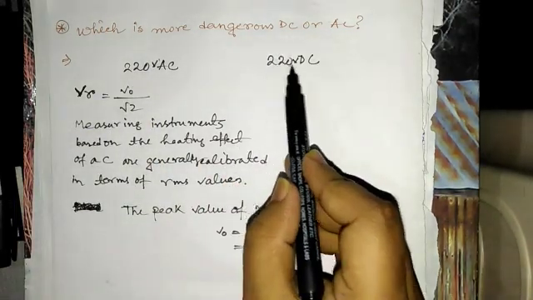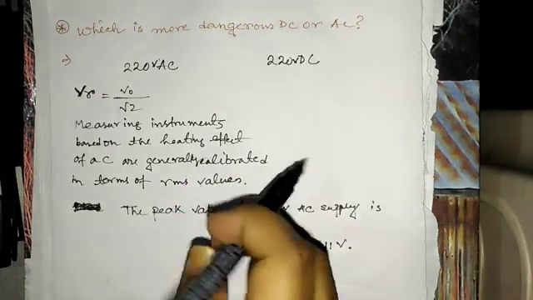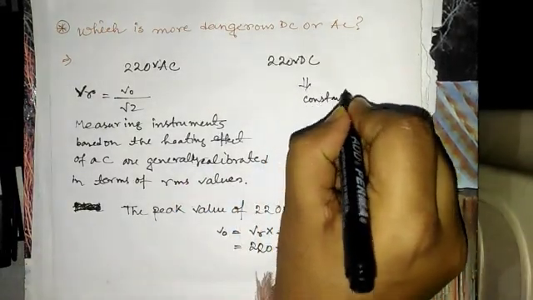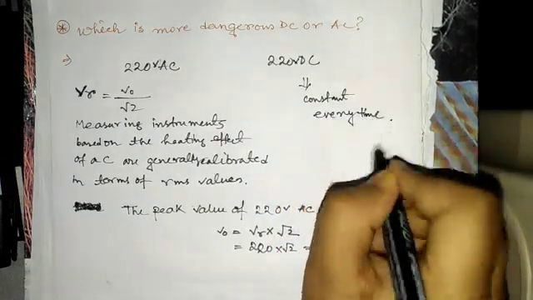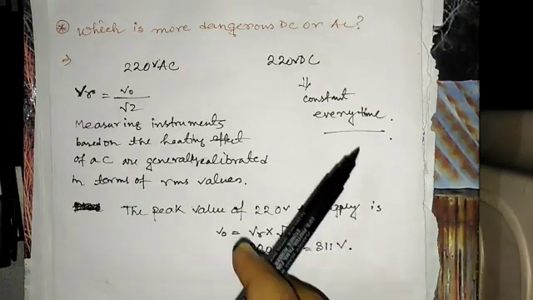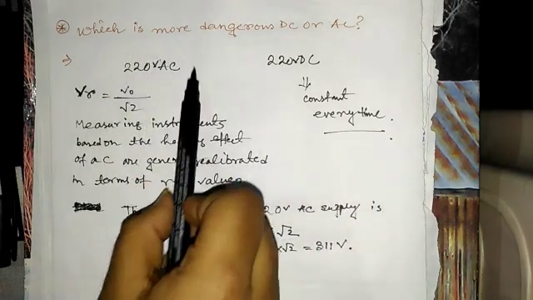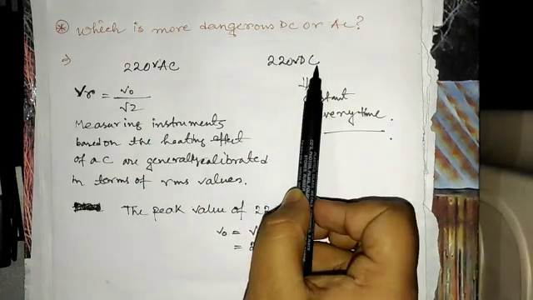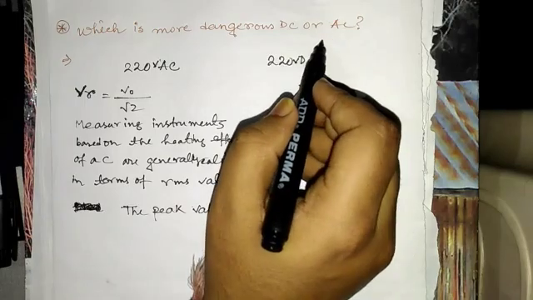But 220 volt DC supply remains constant at every time. So we can now say that 220 volt AC supply is more dangerous than 220 volt DC supply. So AC is more dangerous.